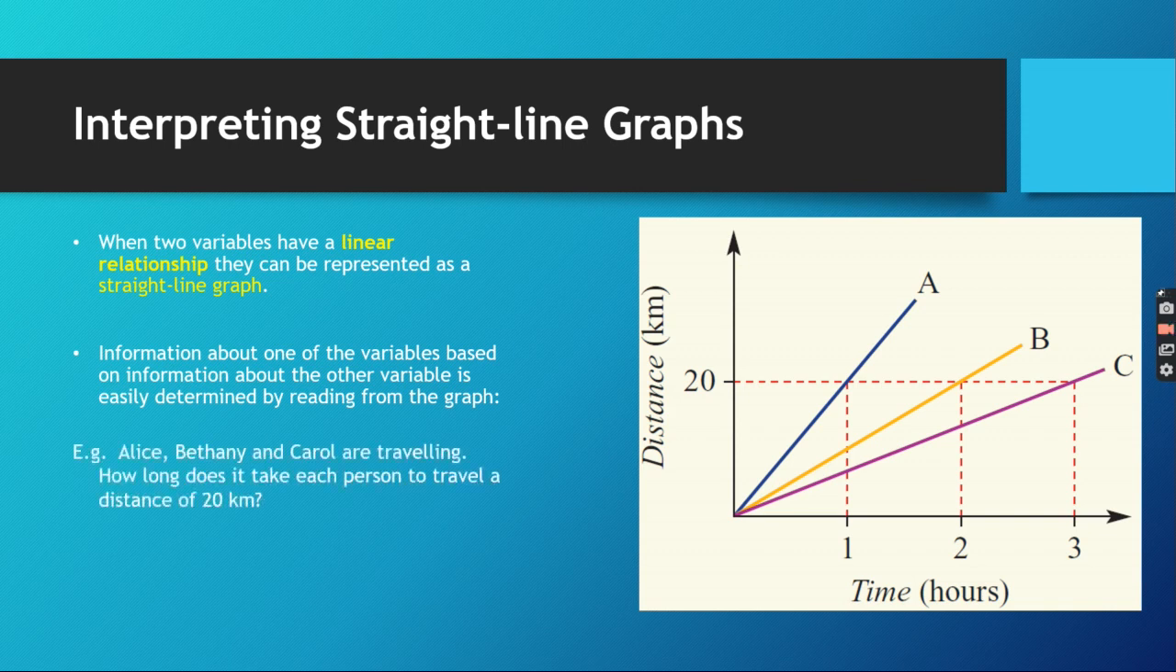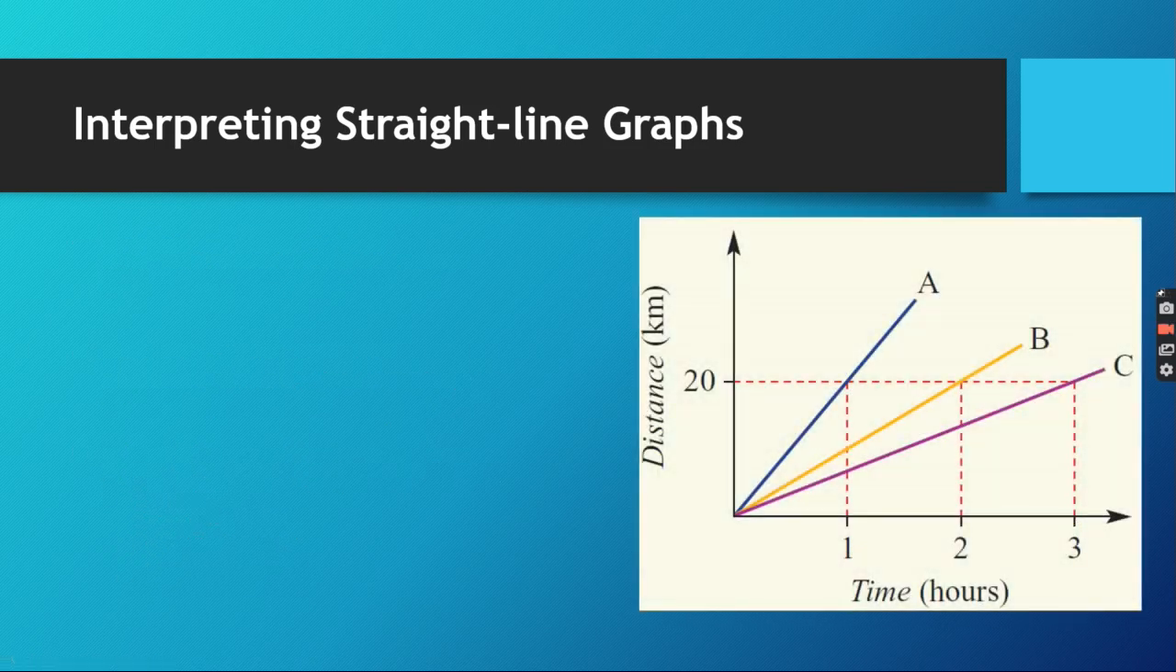So for example, Alice, Bethany and Carol are the three people we're talking about. They're travelling. How long does it take each person to travel a distance of 20 kilometres? Well, there's 20 kilometres along the distance side. So 20 kilometres takes Alice, this blue line, 1 hour. Bethany, she starts here, and it takes her 2 hours to go 20 kilometres. And for Carol, again, 20 kilometres all the way over there to Carol, 3 hours.